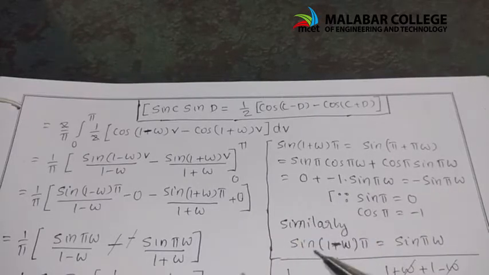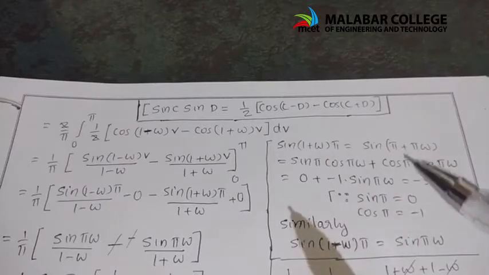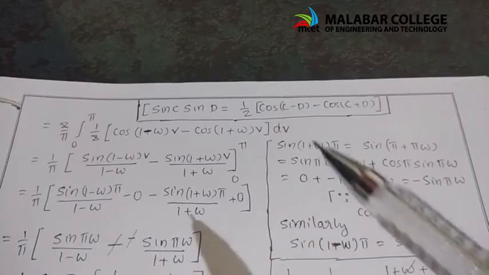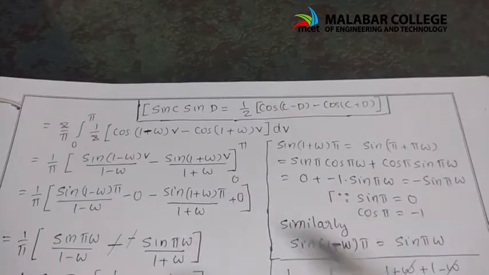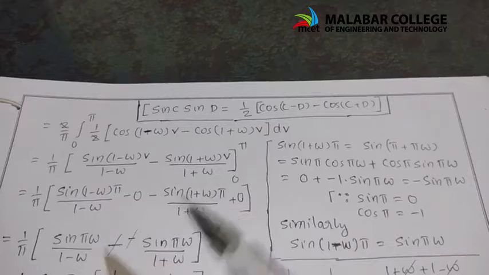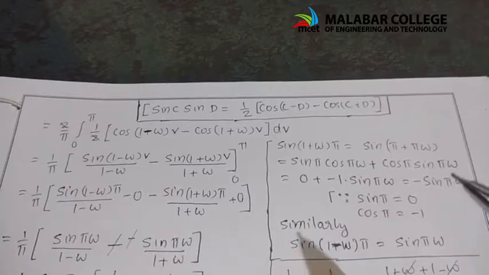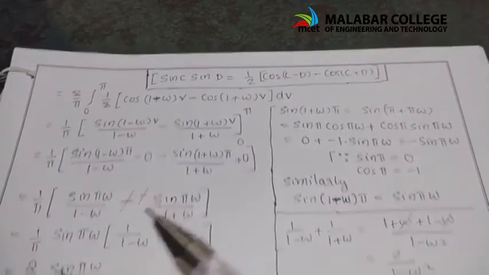Similarly, we will get sin of 1 minus omega pi. Here 1 minus omega pi gives a minus, so minus of minus is positive, and we get sin pi omega. So sin of 1 plus omega pi is minus sin pi omega, and this one has a minus in front of it, so minus of minus will become positive. This is sin pi omega, and the first one, sin of 1 minus omega pi, is sin pi omega here. So minus of minus is positive.